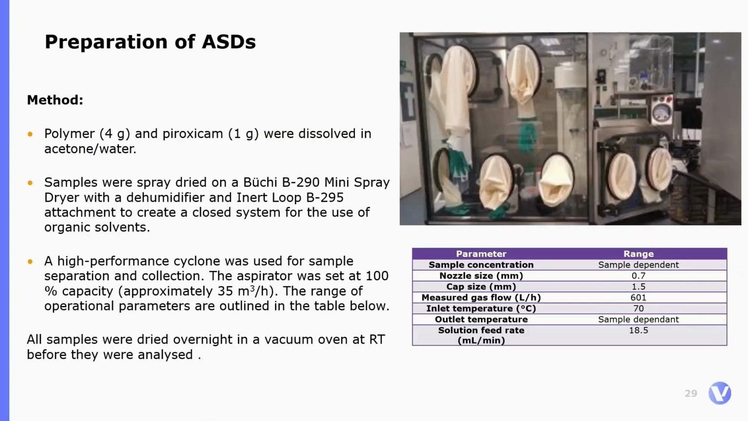At our Cambridge site, we have a Büchi B290 mini spray dryer. It is fully enclosed, so we can work with potent APIs. We have a high-performing cyclone and a modified collection pot, so we can work with quantity as low as 200 mg if needed. In our case study, Piroxicam and the polymers are dissolved in a mixture of water and acetone. The samples are spray dried and further dried overnight in the vacuum oven. And I have put here some of the parameters we used.